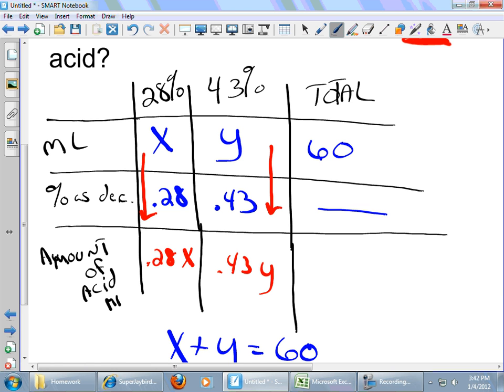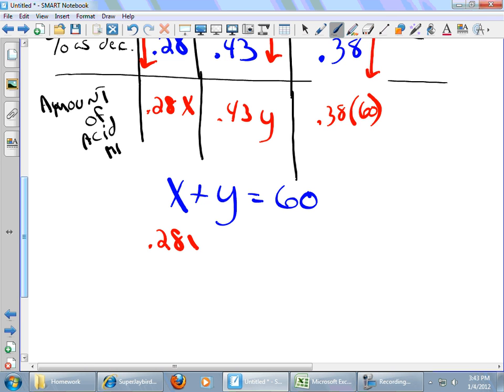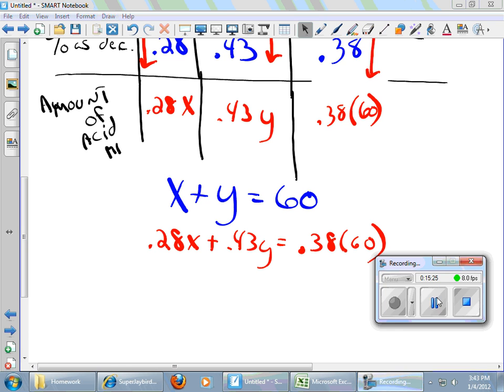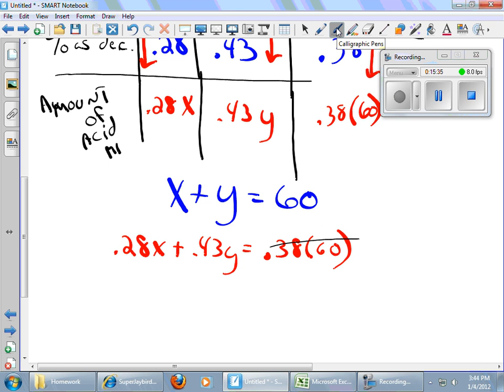In the total I do want something. The total amount of acid, I want it to be 0.38. To get the total amount of acid, I'll need to take 0.38 times 60. There's my second equation: 0.22x plus 0.43y needs to equal 0.38 times 60. I'll do a quick simplification here. 0.38 times 60 ends up being 22 and 8/10.